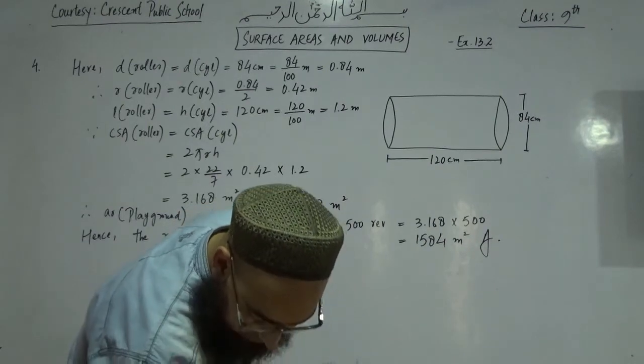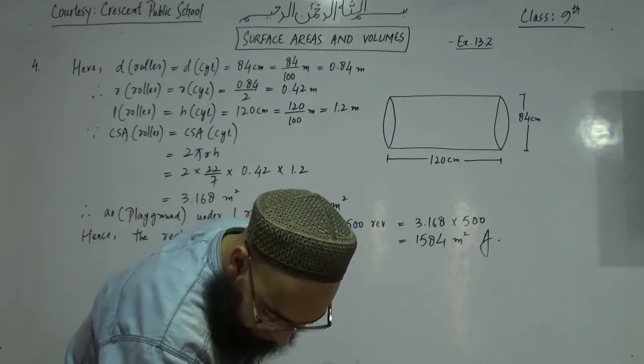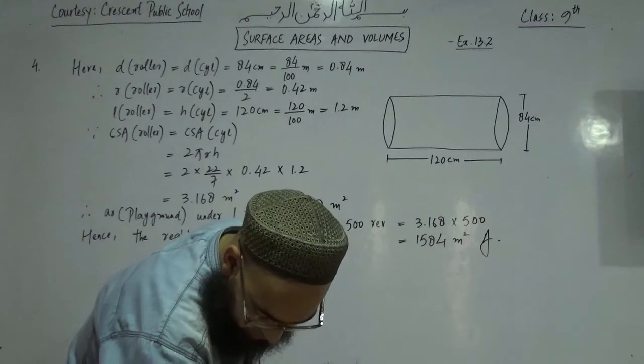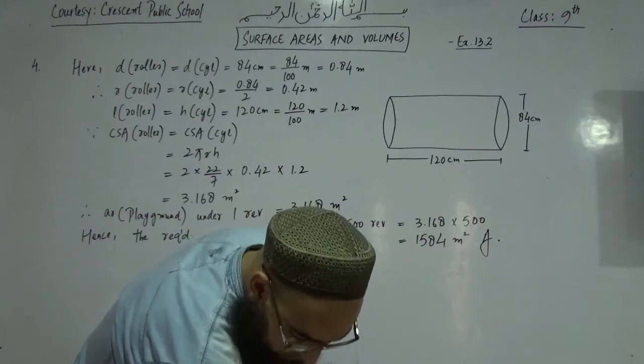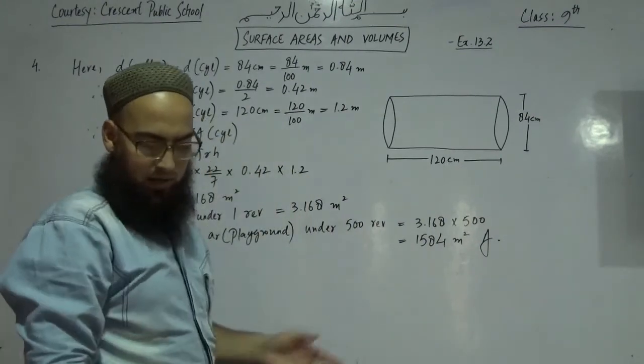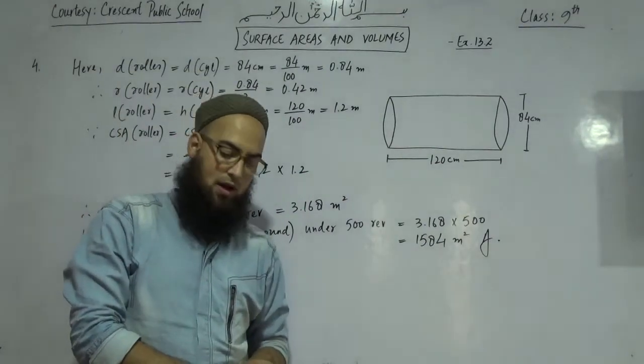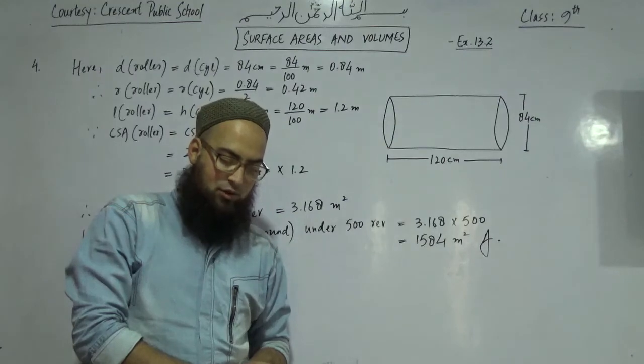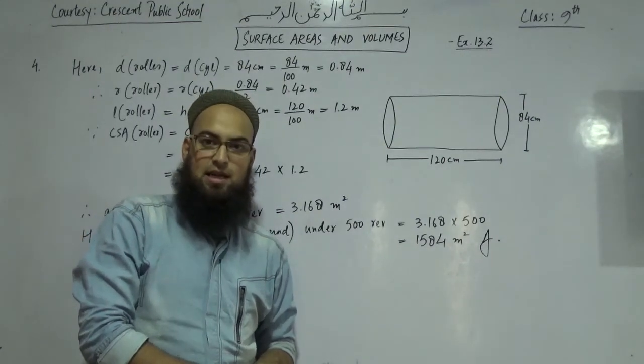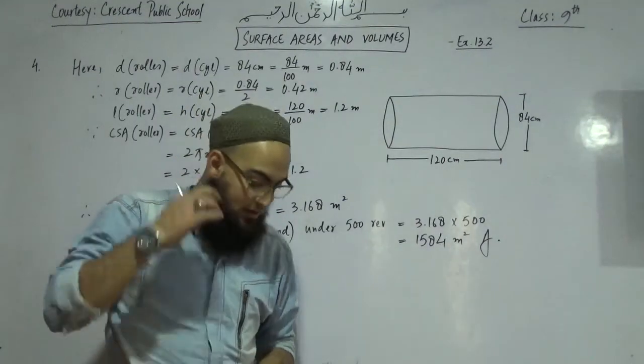Now seventh: the inner diameter of a circular well is 3.5 meter. If it is 10 meter deep, find the inner curved surface area and the cost. Again, you have the diameter, so you have the radius, and you have the height. That means by that you can find the inner curved surface area easily by applying the curved surface area formula.